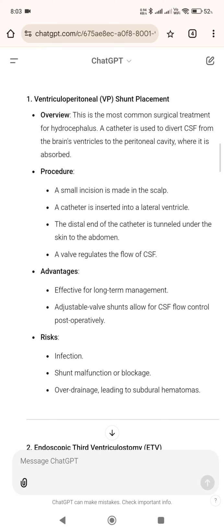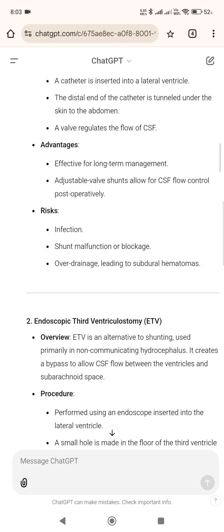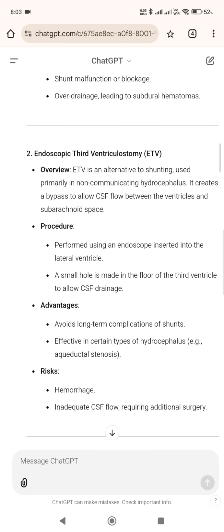Advantages: effective for long-term management. Adjustable valve shunts allow for CSF flow control postoperatively. Risks. Infection, shunt malfunction or blockage, overdrainage leading to subdural hematomas.